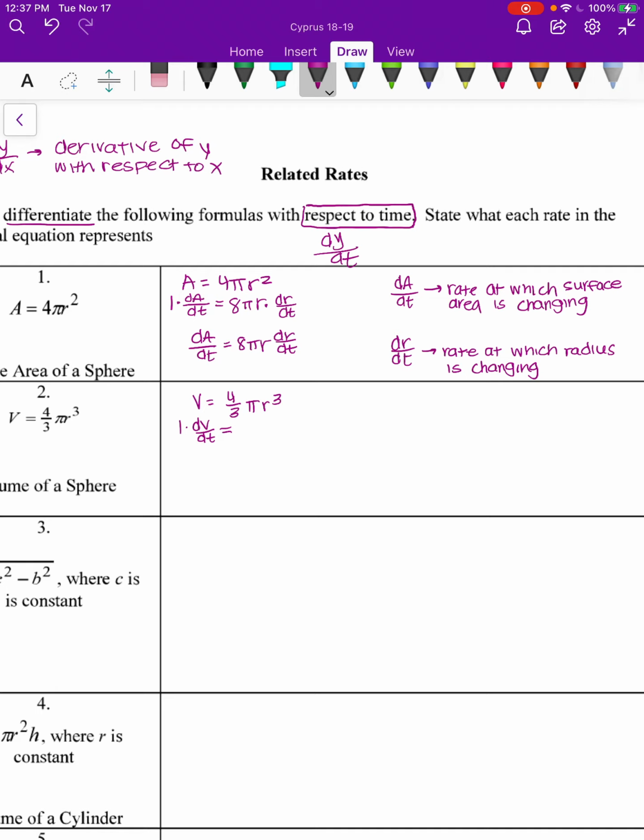Equals, that 4/3 pi is a coefficient for r cubed. When I use the power rule, I bring that 3 out front and multiply it by 4/3 pi, which leaves me with just 4 pi. Then the exponent goes down to a 2. But since I have a variable that is not t, I have to multiply by dr dt. Cleaning this up a little bit, we have dv dt equals 4 pi r squared dr dt.